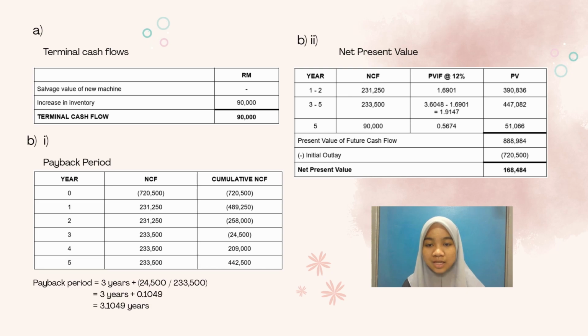Question B2 asks us to calculate net present value. Net present value is the difference between the present value of the project's annual after-tax incremental cash flow and its initial investment. To calculate it, we are using 12%. After discounting all the cash flows, the total present value is 888,984. Then we subtract the initial outlay of 720,500. The NPV is 168,484. Since the NPV is positive, the company should accept the project. By accepting it, the value of the company and hence the shareholder wealth will increase by 168,484.